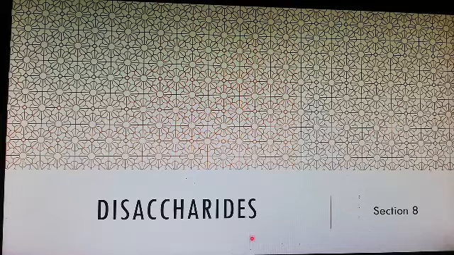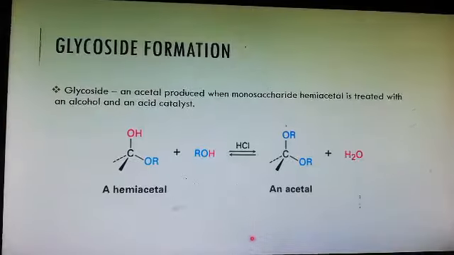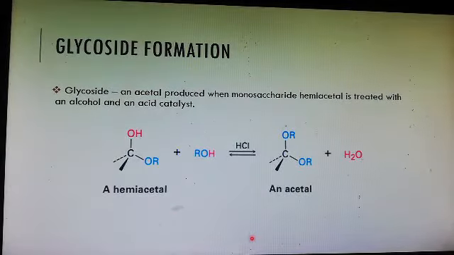Sa monosaccharides, we'll proceed to our disaccharides. So, yung kanina, di ba, meron tayong glycoside formation. So, eto na yon. So, ang glycoside, balikan natin, is an acetal produced when monosaccharide hemiacetal is treated with an alcohol and an acid catalyst.